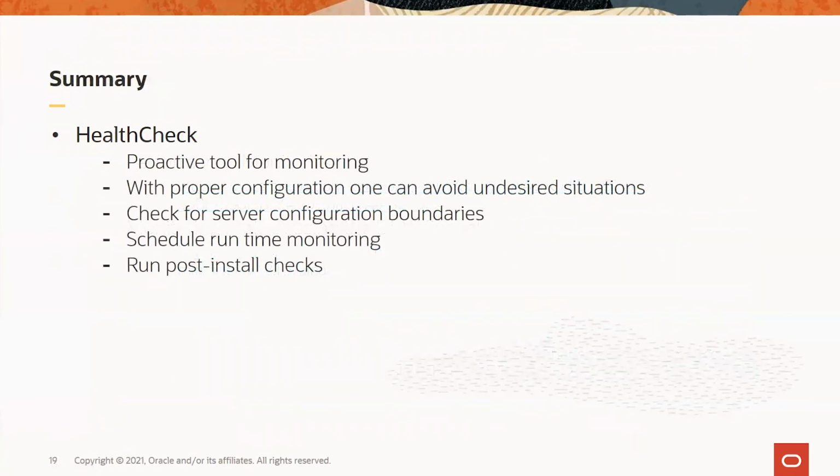So in summary, what we covered in this session is the health check framework. The health check framework is a proactive tool for monitoring system resources and configuration, both post-install and at runtime, where you can get information on software and database configurations and check for server configuration boundaries, performance metric boundaries and thresholds, and you can schedule them for runtime monitoring. And as I mentioned earlier, you can run some post-install checks when the products are installed.